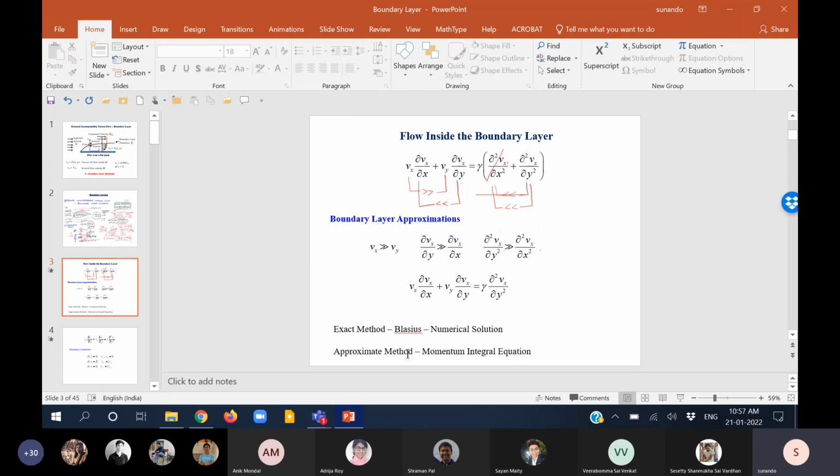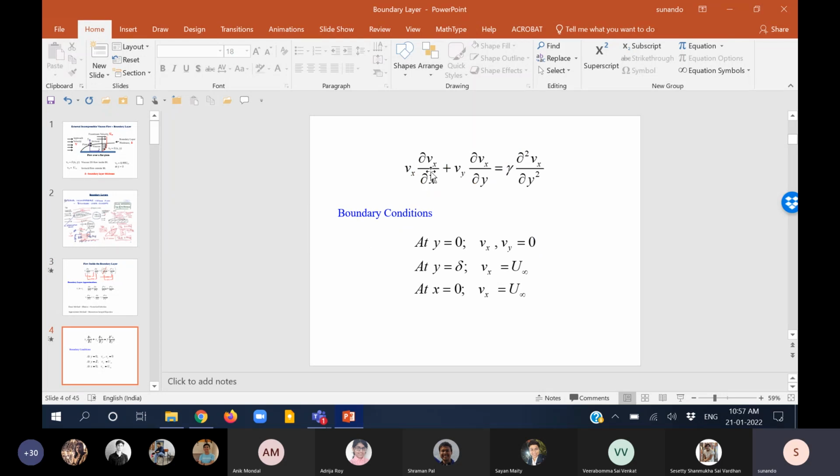So the approximate method is the momentum integral equation. So we'll spend some time on the exact method by Blasius in conjunction with a numerical solution, which has been provided by a scientist called Howarth, and the approximate method, which is the momentum integral equation.